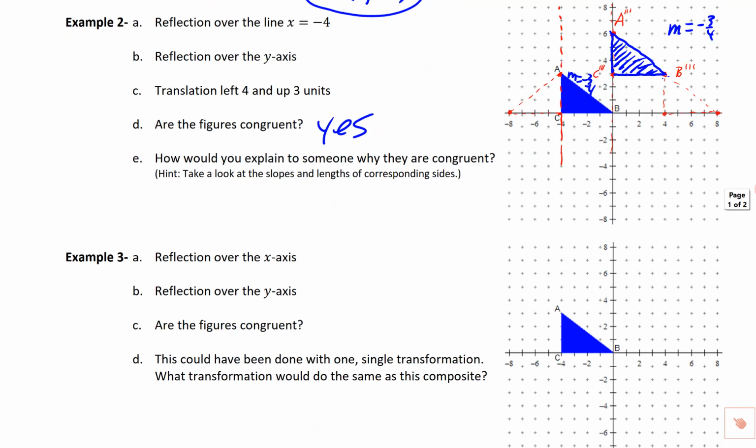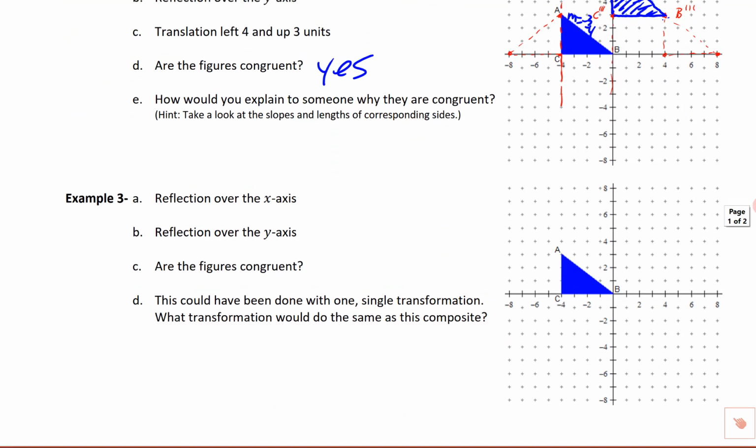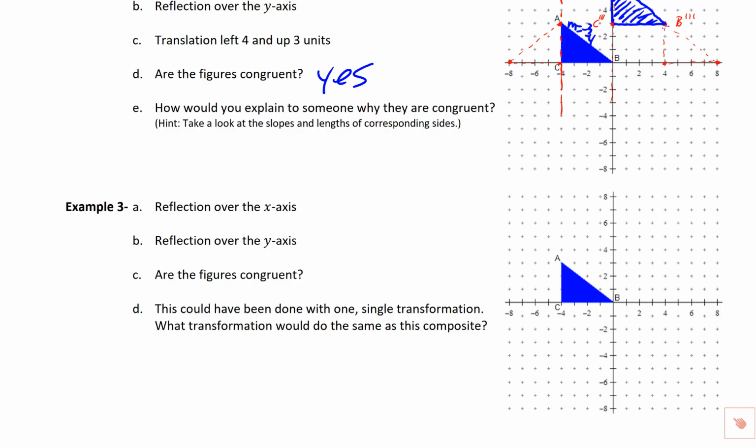Okay, let's slide down here and take a look at the last one on this page right here. It says reflected over the x-axis. So we're going to take this and reflect it over the x-axis. So remember, if you reflect it over the x-axis, it's the y-coordinate that changes. So this is going to instead be -4, 3. It's going to be -4, -3.